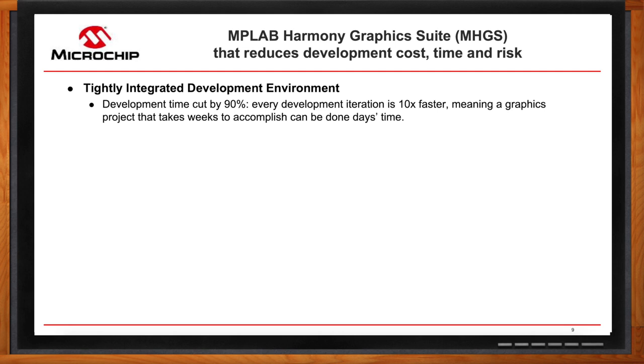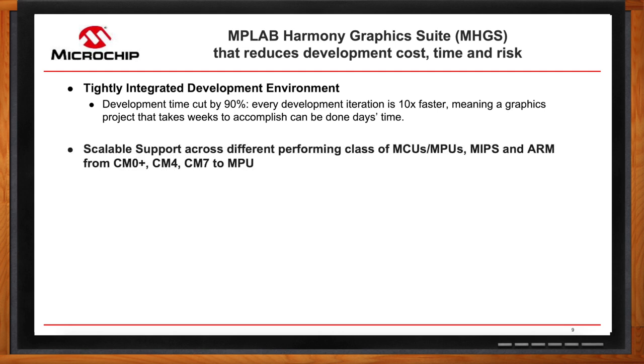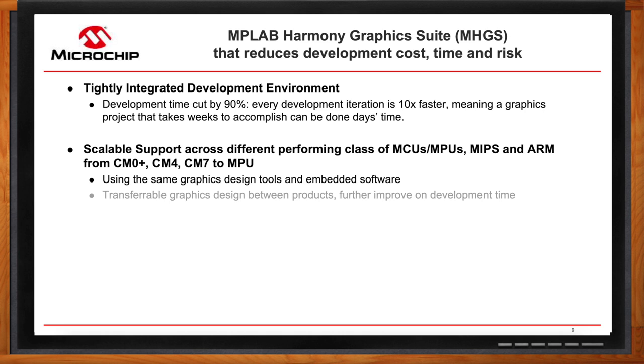So another way that MHGS helps you is through that scalable support. You'll be able to use our graphics development system throughout our product lines in 32-bit. So from Cortex M0 to Cortex M4 to Cortex M7 to the ARM9 and Cortex A5 products as well. That helps you with that scalability, and it preserves your ability to design into very high performance to power efficient products in the MPU family while still being able to stay in your comfort zone in terms of development code, development applications, etc.